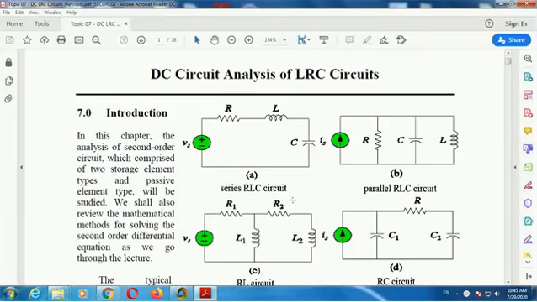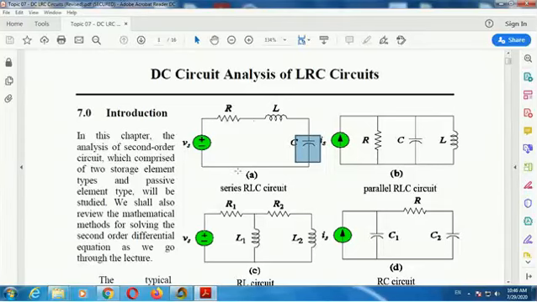The RLC circuit is called a what? Second order circuit. Why is it called second order? Because it comprises two storage elements. And what can the storage elements be? L and C: a capacitor or an inductor. If you have two capacitors or two inductors, it is also called second order.